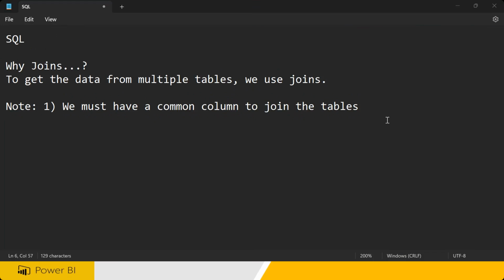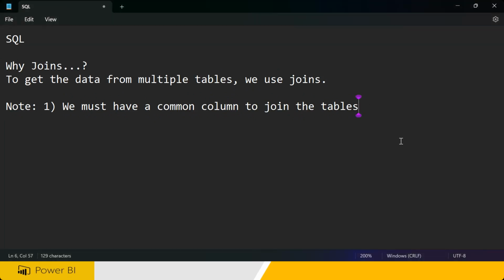If you don't have the common column, you will not be able to join the data. In SQL, maximum 255 tables can be joined. So these are the two points that you need to understand.